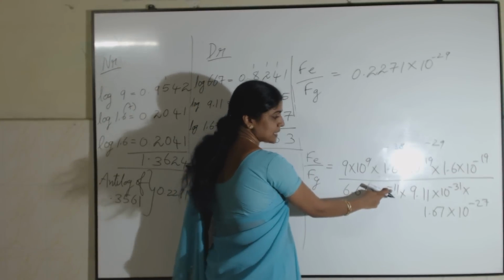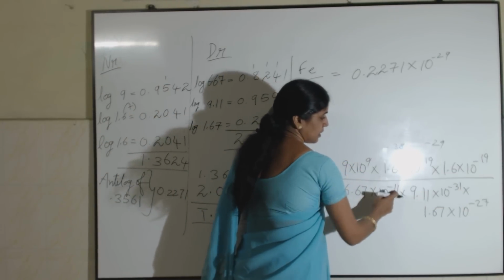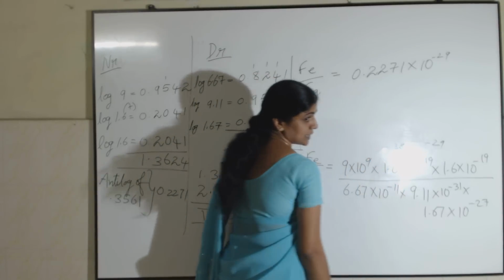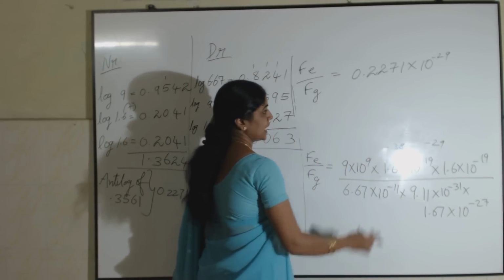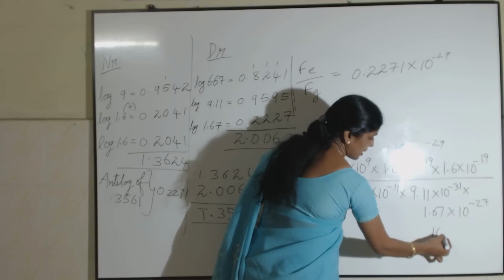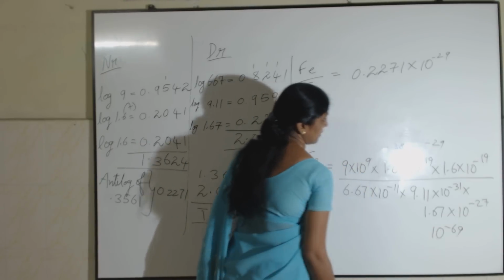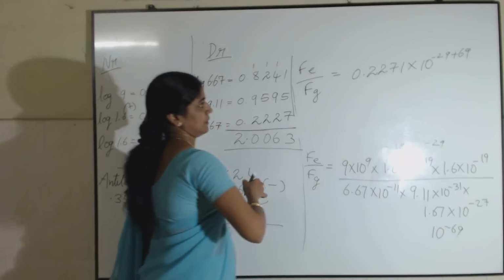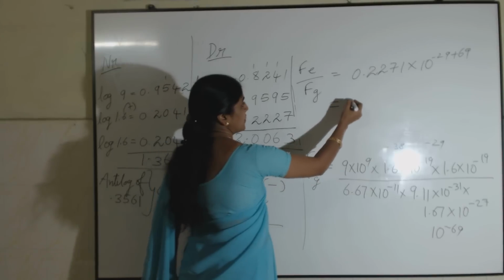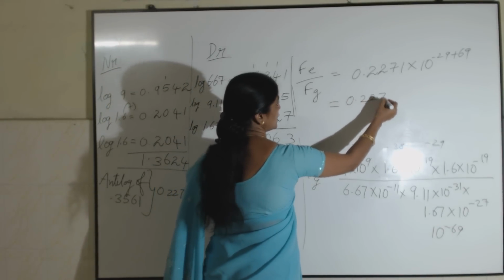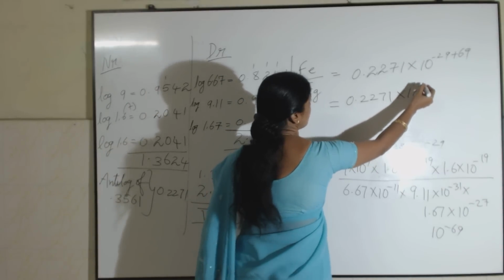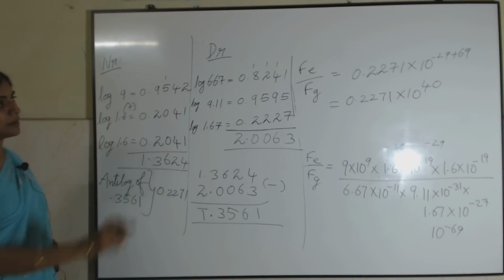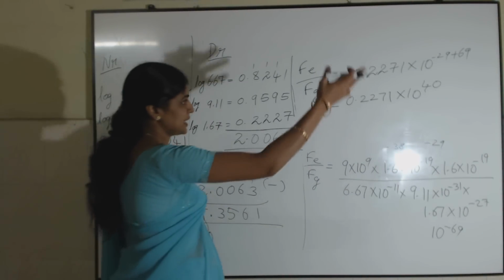see here 10 power minus 11 minus 31, it will become minus 42, minus 42 minus 27, it will become minus 69. So, in the denominator you will be getting 10 power minus 69. So, if it goes to the numerator, it will become plus 69. So, just simplify the powers of 10. I will be getting 0.2271 into 10 power 40. Isn't it? Minus 29 plus 69 is plus 40.